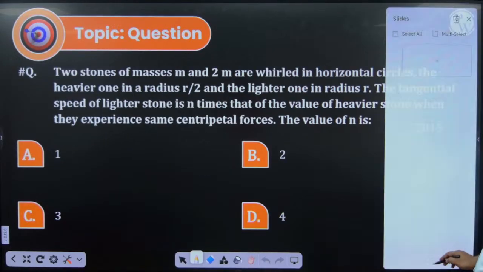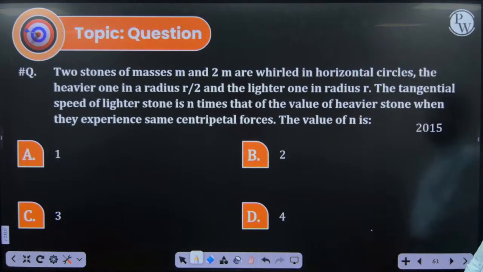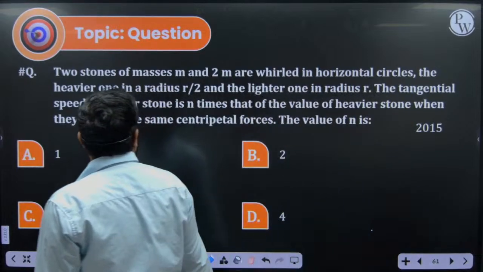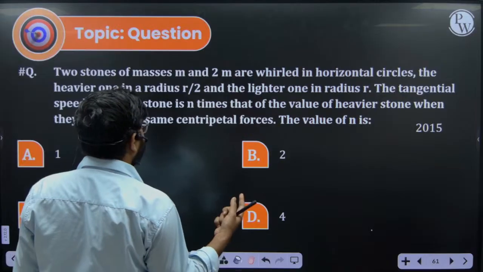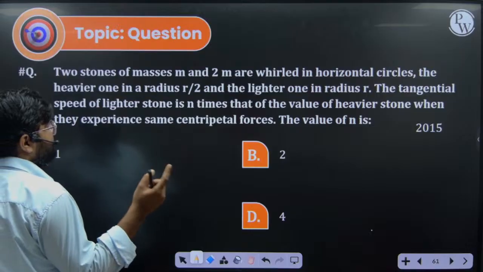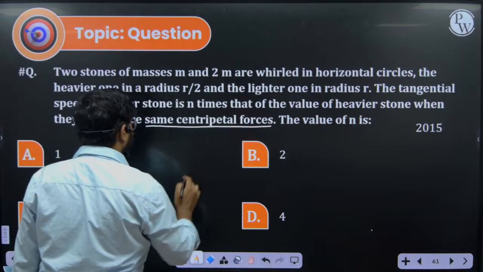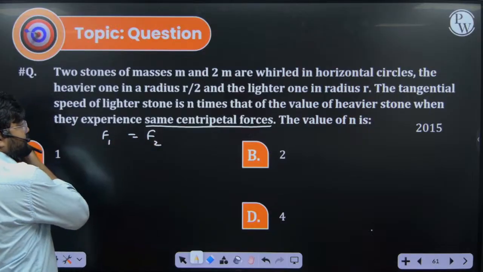Okay, so coming to the last question. Oh, not the last, sorry. Second last question. Two stones of masses m and 2m are whirled in horizontal circles. The heavier one in radius r by 2, the lighter one in radius r. Tangential speed of the lighter is n times that of the heavier. Centripetal acceleration same. Very simple question. The centripetal forces are the same.